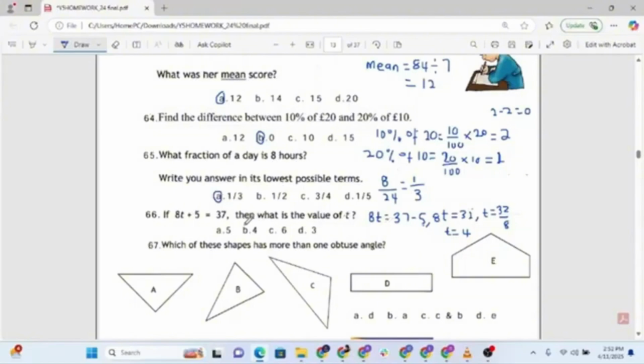Subtract 5 from 37 to get 32. Then divide by 8. 32 divided by 8 equals 4.